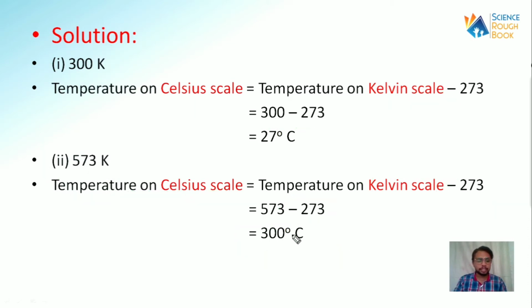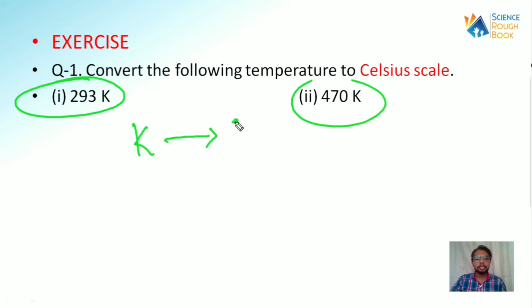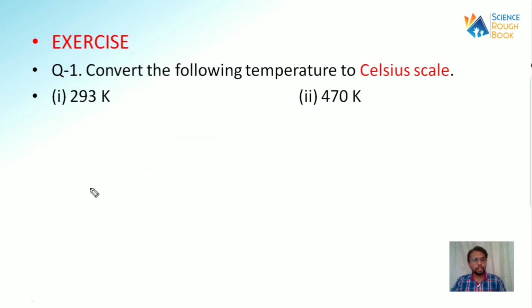Now moving towards the next one, the exercise. Now comes the questions regarding the exercise. Two questions are there to convert temperature to Celsius scale. First one is 293 Kelvin and the second one is 470 Kelvin. Again you have to convert from Kelvin scale to degree Celsius scale. Okay, so let us continue.